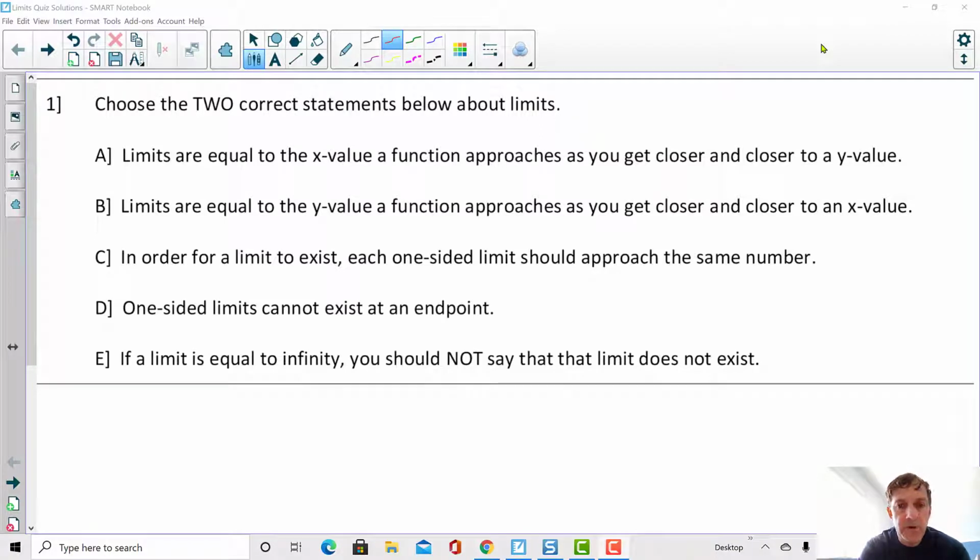In this video, we're going to look at all the solutions for all the limits quizzes. Now, we may go through them kind of quick, so if there's anything you don't understand, just make sure you ask me in class. First one says choose two correct statements about limits.